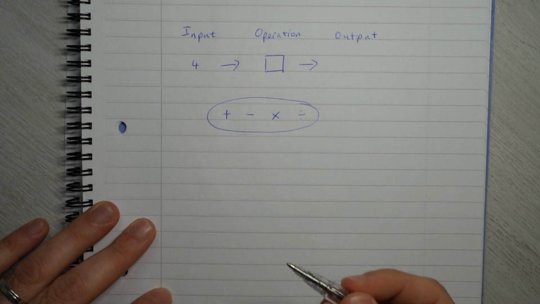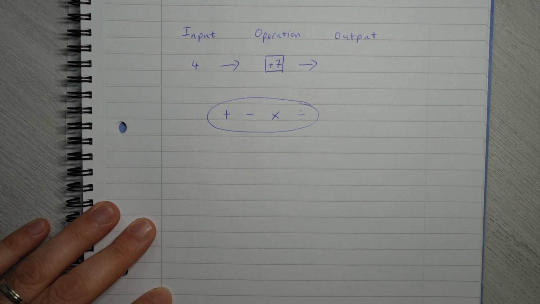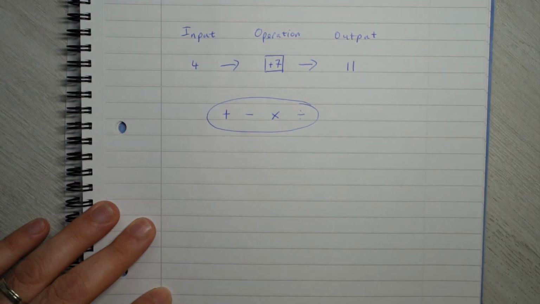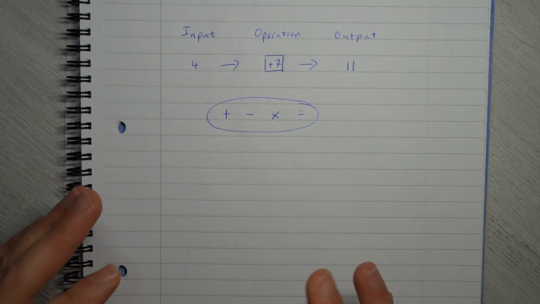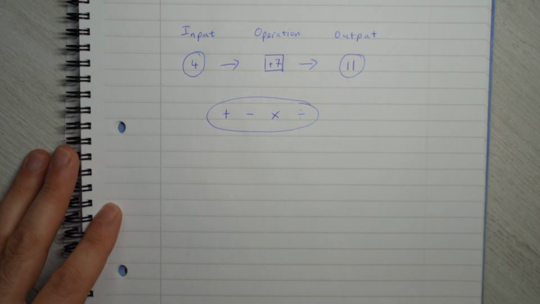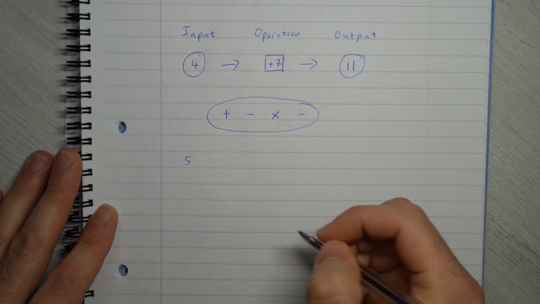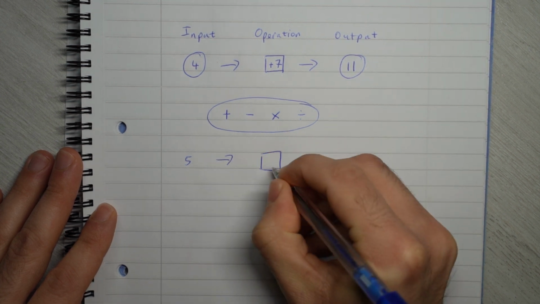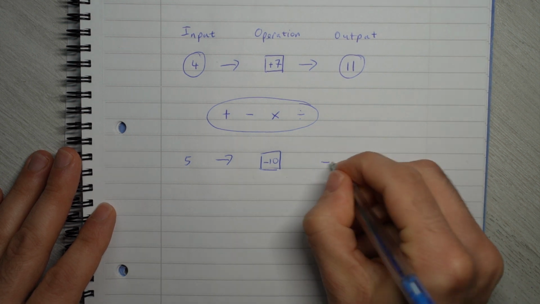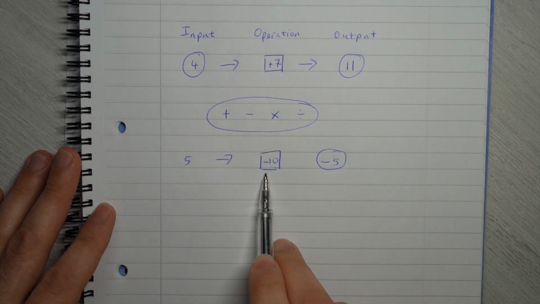So in this case, for example, if the operation is plus 7, the output will be 4 plus 7, which is equal to 11. Okay, so that is in general. We have the input, the operation, and then we get the output. If we take another example, 5 as an input, the operation will be minus 10. To find the output, 5 minus 10 is equal to minus 5. So we have used addition and subtraction.